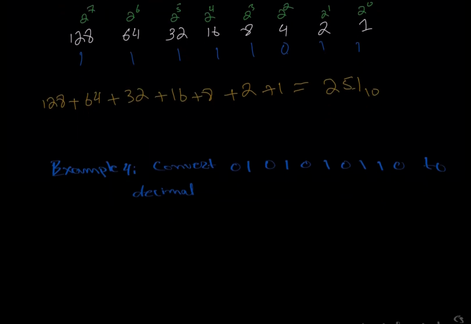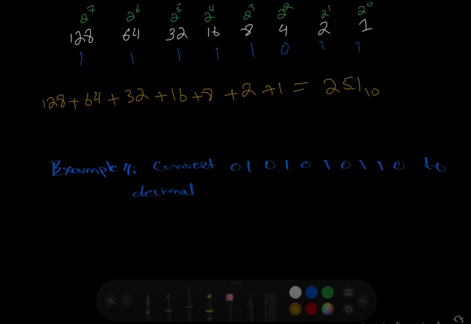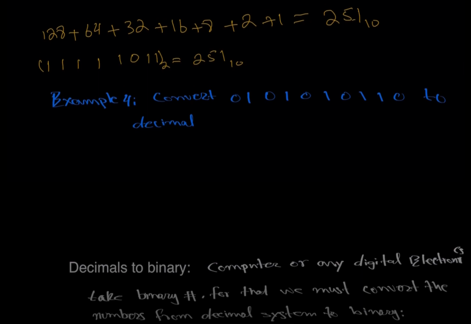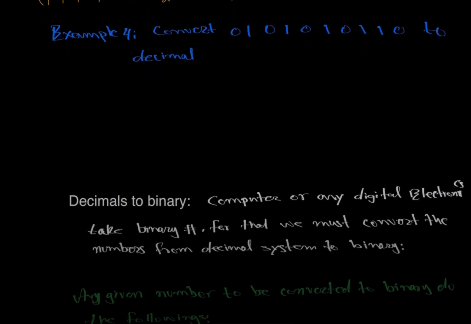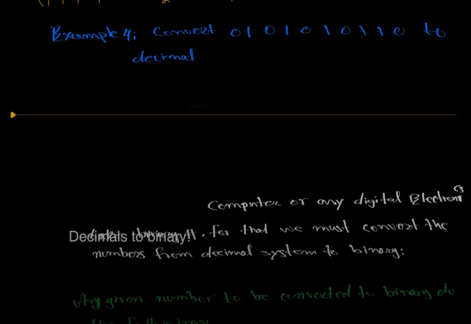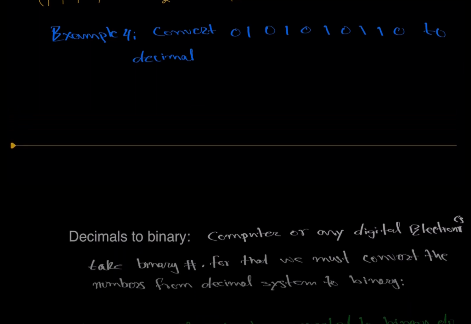Okay, so that will be 1 1 1 1 1 0 1 1 is equal to 251 decimal, base 10. Okay, that was a little bit longer example. Now let's go to example number 4.